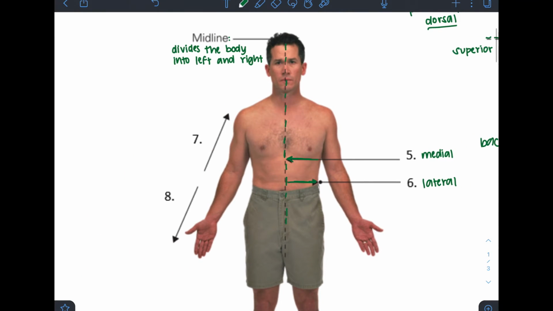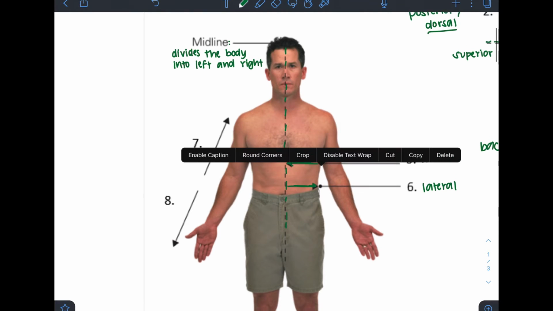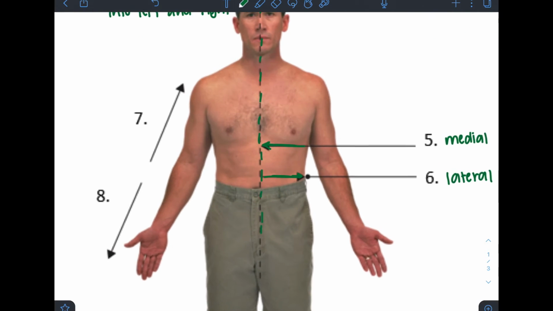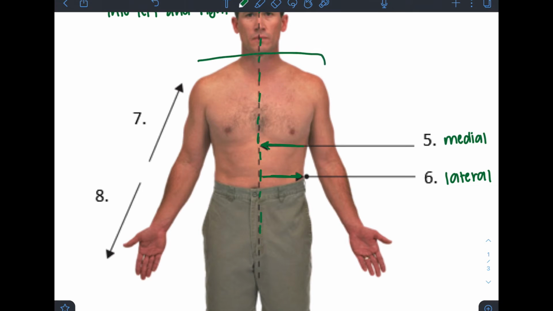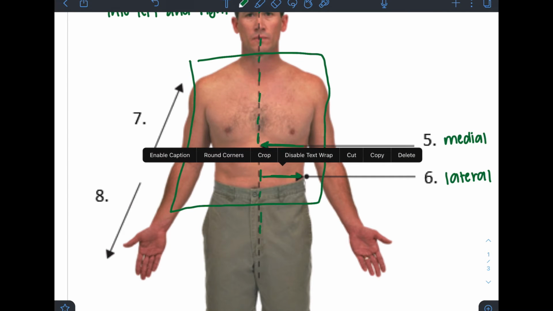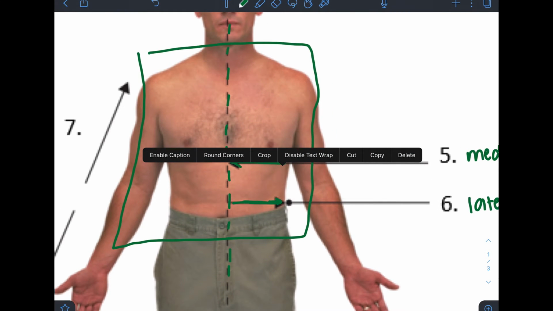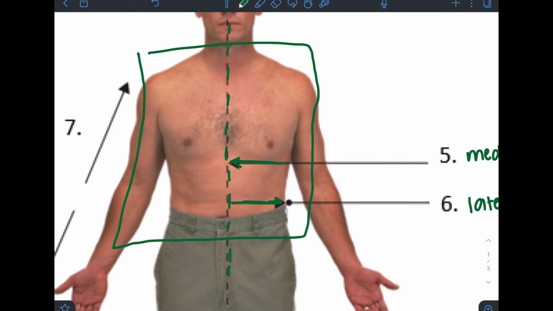Okay? So for number 7 and number 8, we need to define one more term that's going to help us with these both terms. So the term that we need to define is called the trunk of the body. So the trunk of the body is basically the part that contains our abdominal section, which is here, and our thoracic section, which is basically our chest. And this is going to be called the trunk of the body.